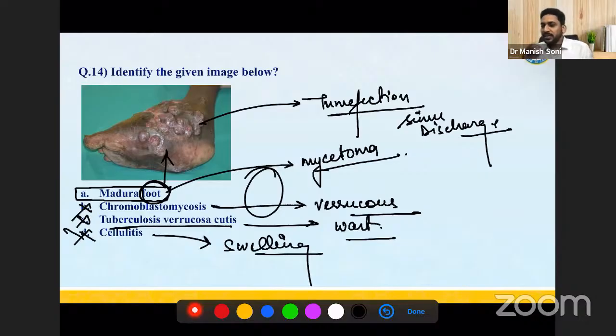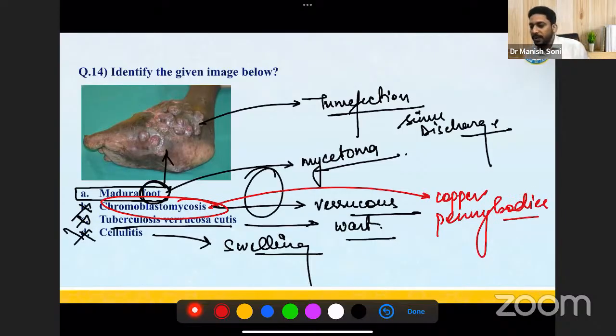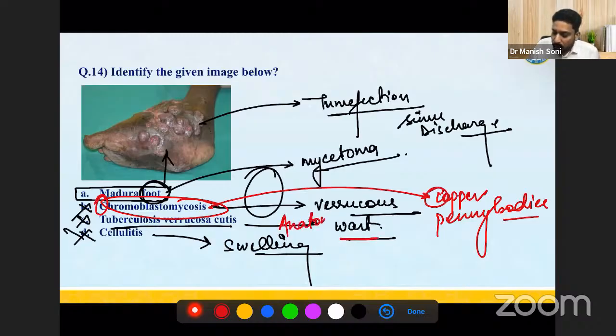Yes, so Sachin Rajput is answering very nicely that one very important point in chromoblastomycosis is copper penny bodies. Very good. So copper penny bodies are seen in chromoblastomycosis. C for C. And tuberculosis verrucosa cutis presents with wart-like lesions. So it is also known as anatomist wart, very commonly seen in anatomy professors. So this is anatomist wart, that is TBVC, tuberculosis verrucosa cutis.